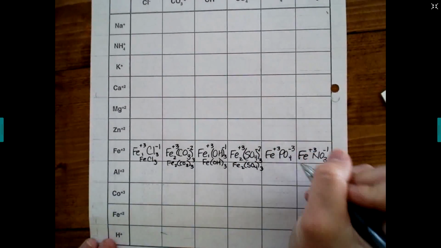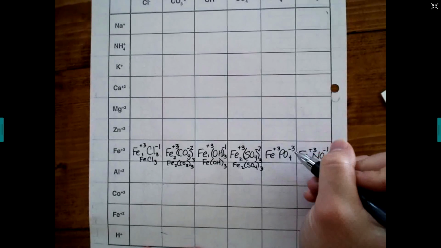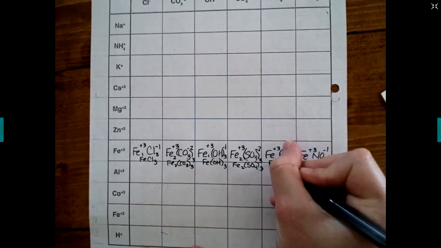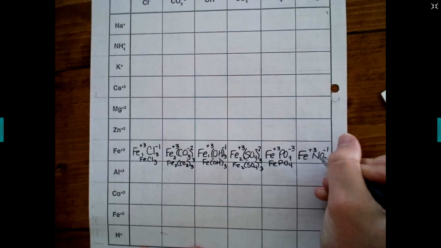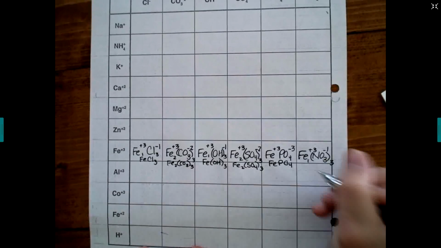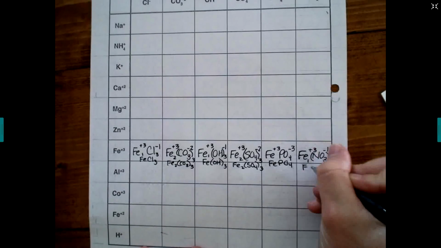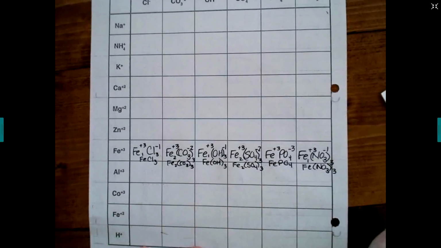And then for this second to last one, the charges are the same. It's plus 3 minus 3. So whenever it's the same, they cancel out. So you're not going to cross anything. You just write FePO4. And then lastly, cross my 1, parentheses, cross my 3. Once again, that 1 is understood. So it's just Fe(NO3)3. So hopefully that makes sense. If it doesn't, please ask me questions.